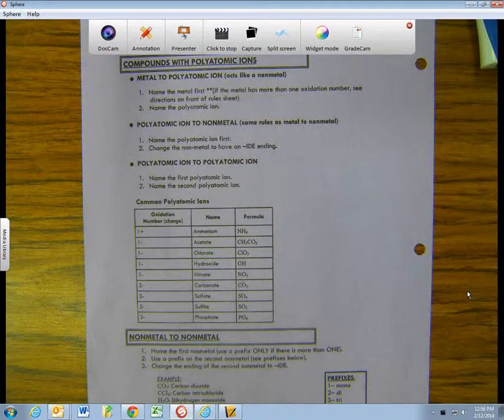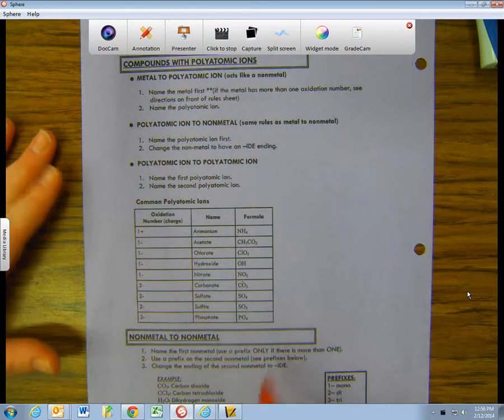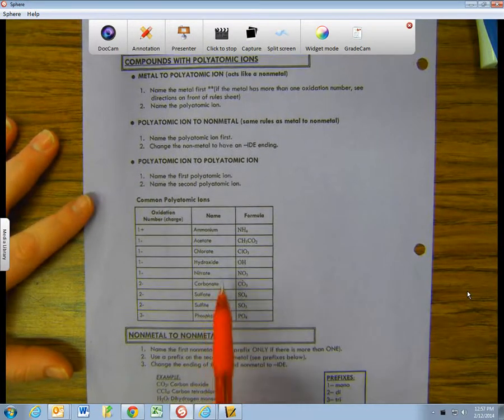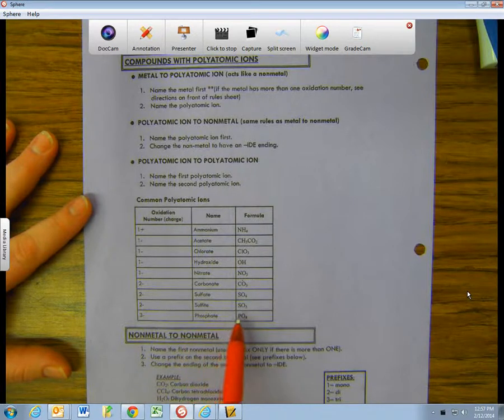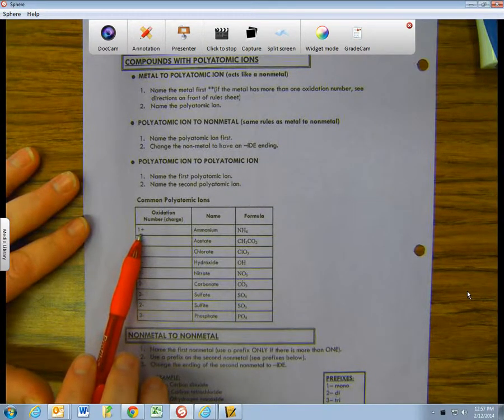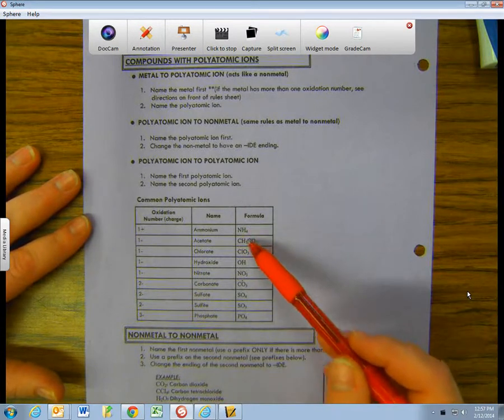Now I'm going to be teaching you how to name compounds with polyatomic ions. On the back of your rule sheet, you will see that there is a polyatomic ions chart. It has some of the common polyatomic ions, their names, their formulas, and their oxidation numbers. Now this oxidation number, say for ammonium, this +1 is for NH4 together.